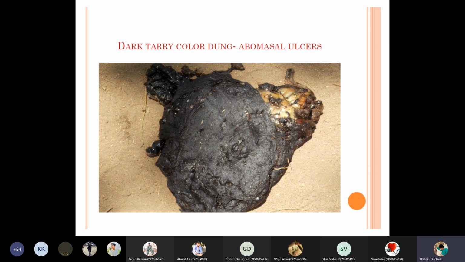Dark tarry colored dung in abomasal ulcers. This is the sign of an ulcer: the feces or the dung will be bloody, and that will be dark tarry in color. So this indicates that the animal is suffering from an abomasal ulcer.